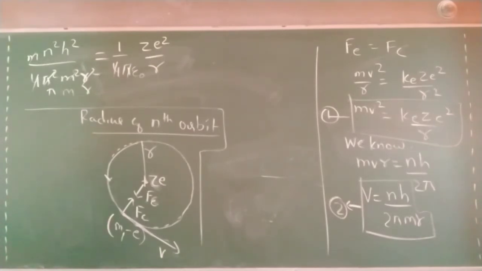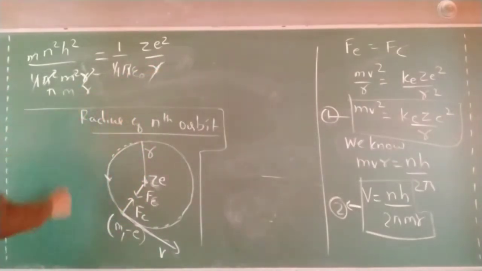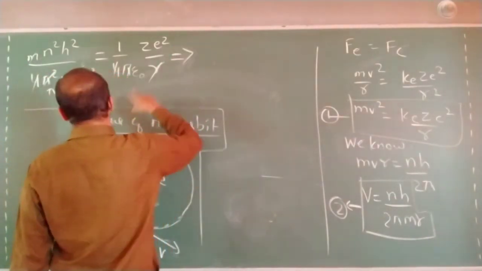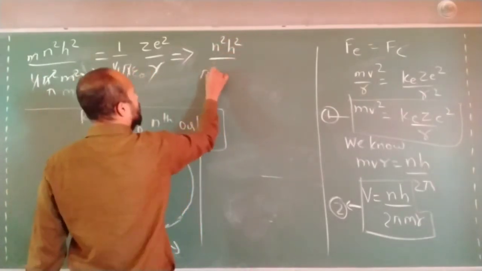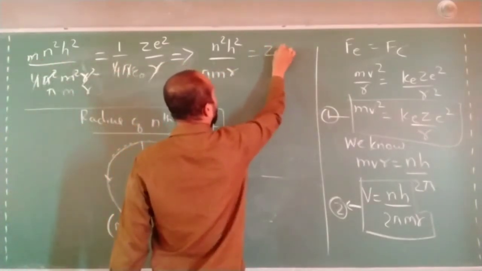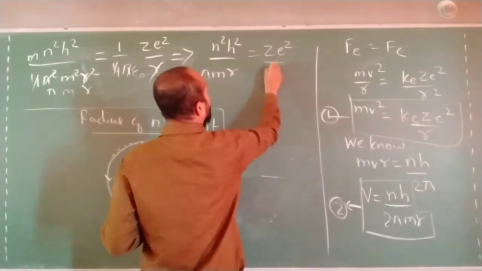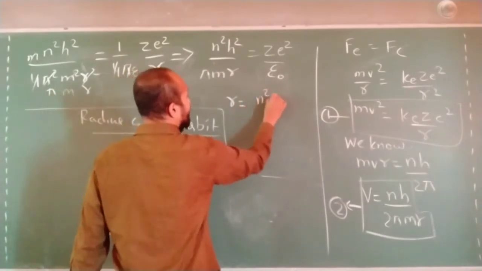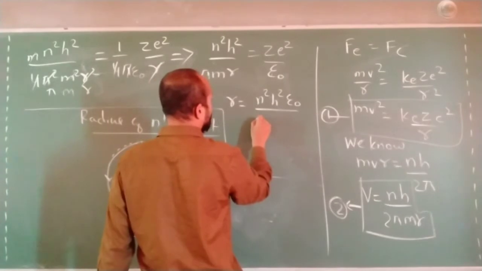Nothing else. Is there anything which is getting cancelled? Here r is getting cancelled, one r. So you will get here n square h square divided by pi m into r, which will be equal to z square by epsilon naught. Okay? Now r is equal to n square h square epsilon naught divided by how much?